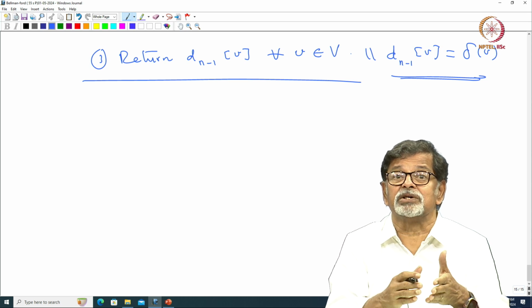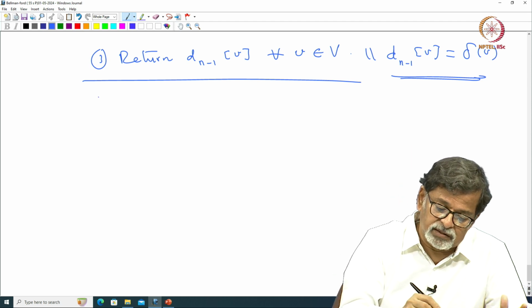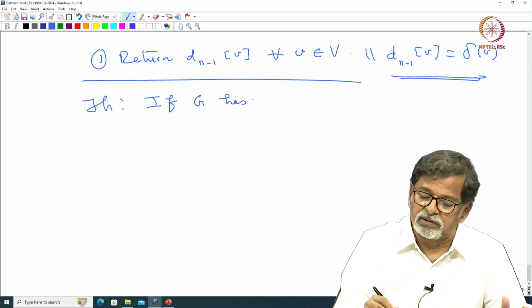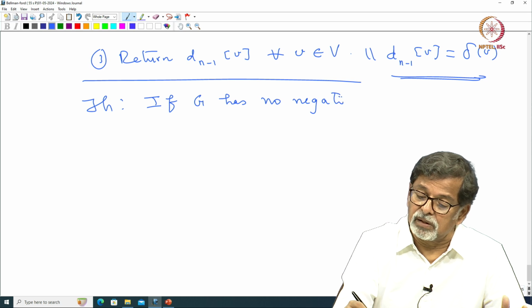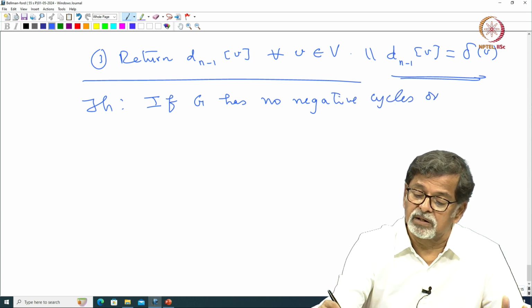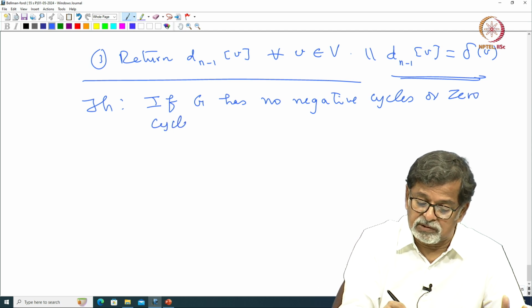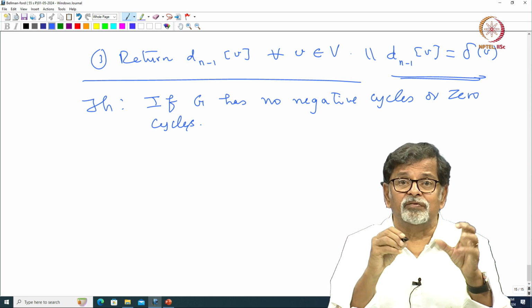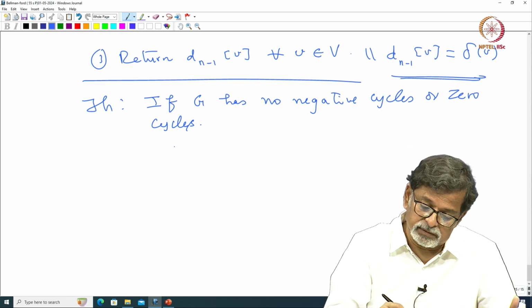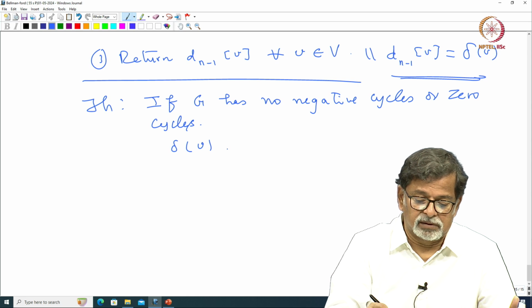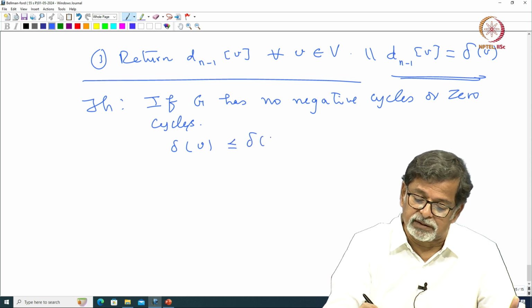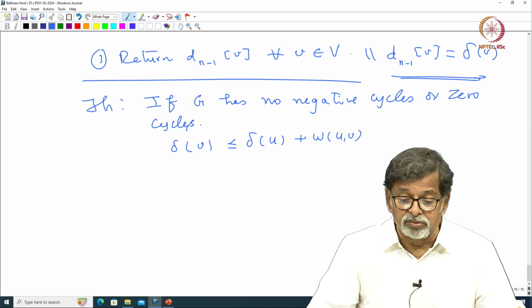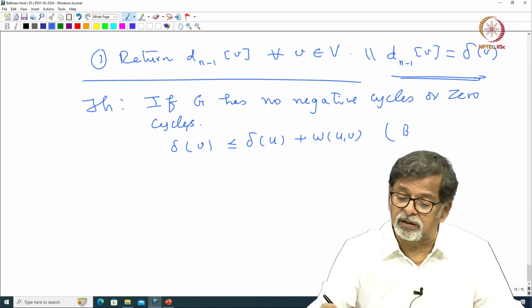Here is the property of the values in Dn minus 1 array. Okay. So, theorem: if G has no negative cycles or 0 cycles, we know that the delta V values satisfy the Bellman equation. Delta V is less than or equal to delta U plus weight of UV. This we know, for all U, this is the Bellman equation.